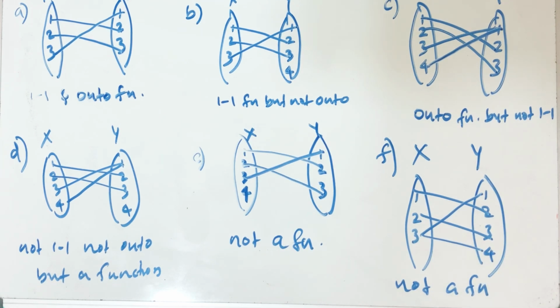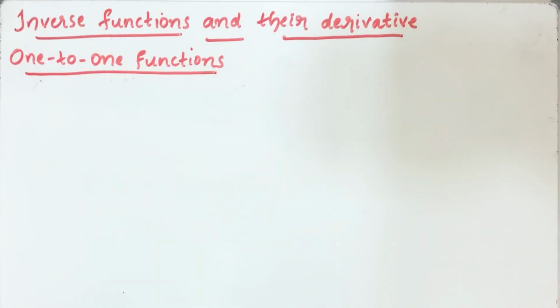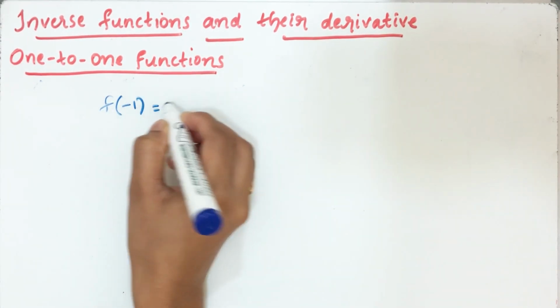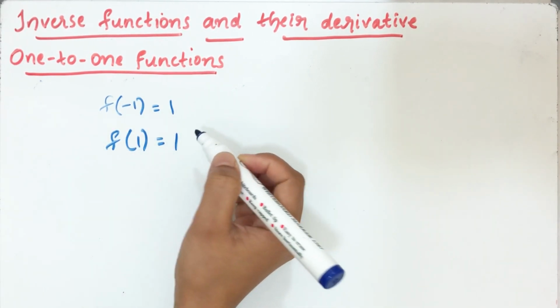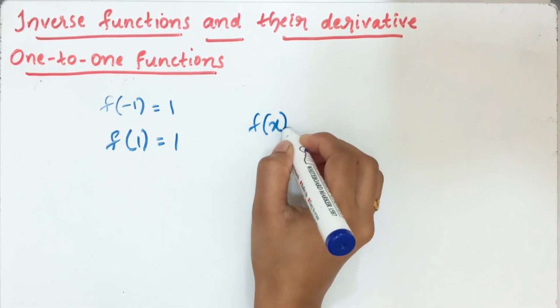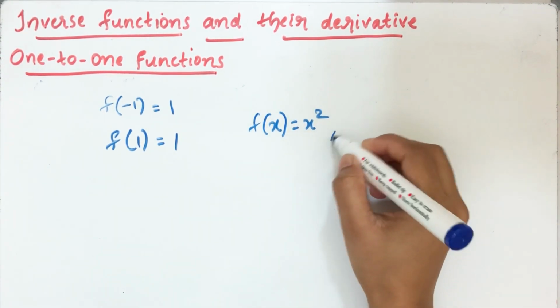Hope you understand the concept of function, 1-1 function and onto functions. Here we need only 1-1 functions. A function is a rule that assigns a value from its range to each point in its domain. Some functions assign the same value to more than one point. That is not 1-1. For example, we can take the square function. f(-1) is equal to (-1) square, that is 1, and f(1) is equal to 1 square, that is 1. That is, f(x) is equal to x square. This is not 1-1.